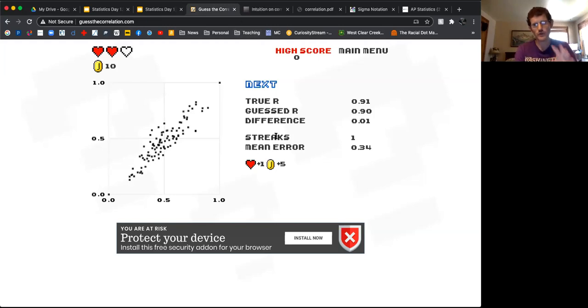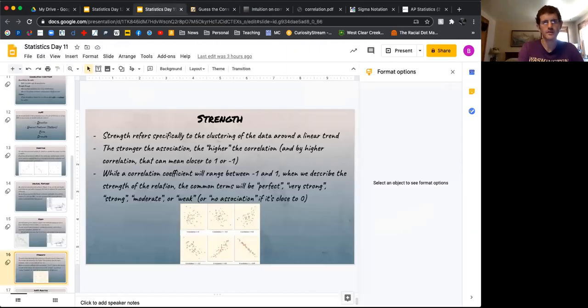What does it actually visually look like if you have a strong correlation? This is a very strong correlation. So you might at first think, oh, that's moderate. No, that's actually very strong. Okay, we'll go back to the presentation now. You don't need to go to this website and play it, but if you want to, it's just guessthecorrelation.com. And the one thing is they're all positive correlations. They don't show you any negative ones there. Okay.